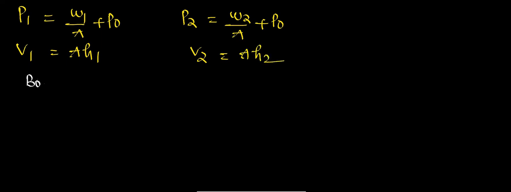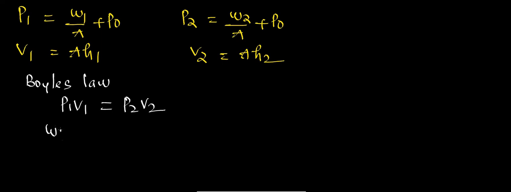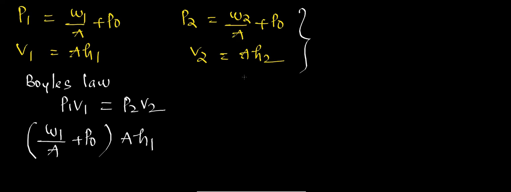Now you apply Boyle's law. What is the mathematical form of Boyle's law for two different conditions? P1 V1 is equal to P2 V2. What is P1 here? W1 by A plus P naught, into volume. Once again, can you tell me? Are these formulas clear? Yes, ma'am, the formulas are clear. What is Boyle's law?